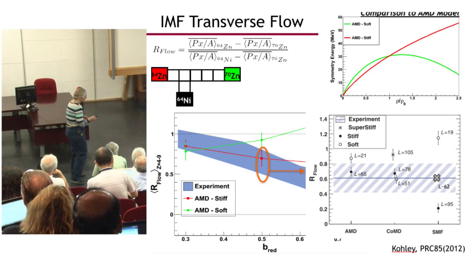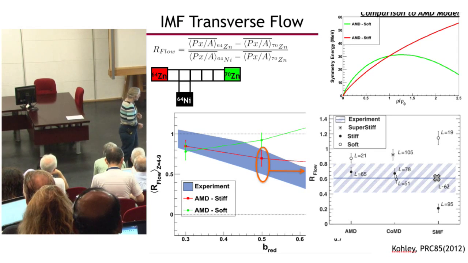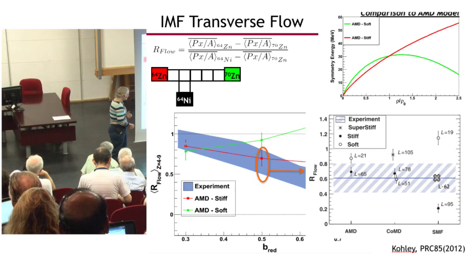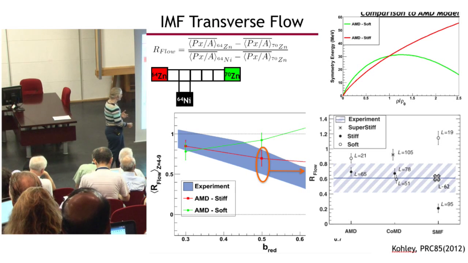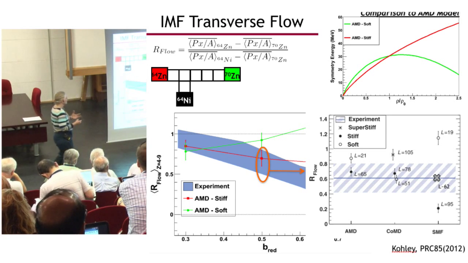Took this very same data and then compared it to not only the AMD, but the COMD and the SMF, and you get some nice agreement here in the fact that you have some constraints on L that look like you're somewhere in the vicinity of 70 to 80.